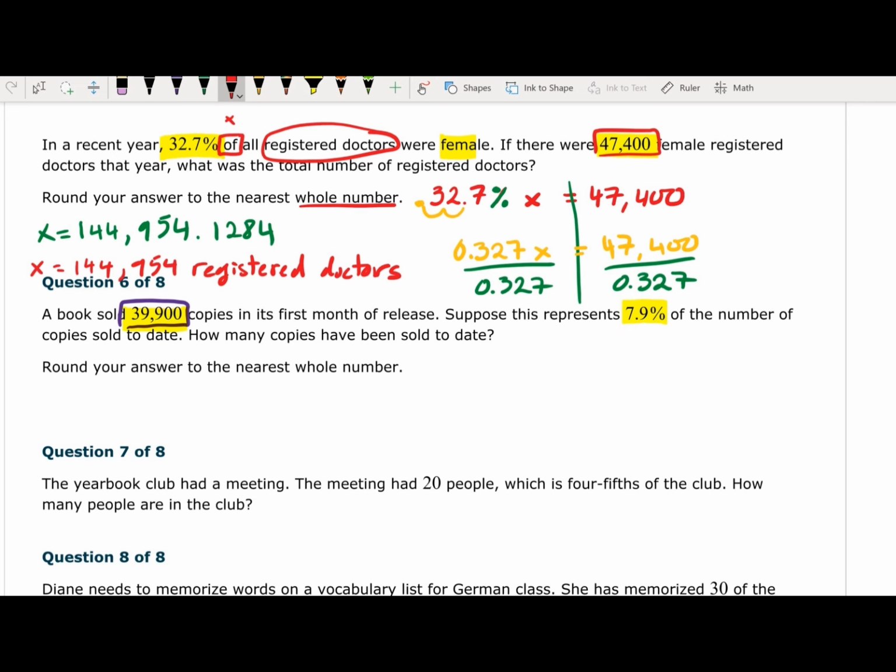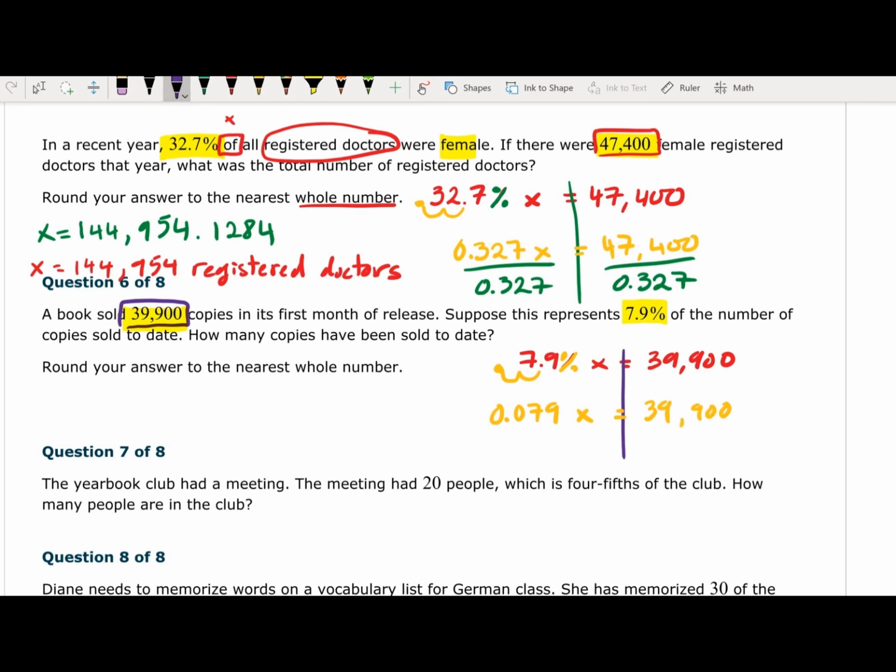Alright, so 7.9% of x, I'm sorry, I did this video in the morning, I guess I'm still sleepy, equal to 39,900. Right, so first we're going to draw the line. The percent, again, do not ignore the percent. You have to move the decimal point twice forward. So that will be 0.079x equal to 39,900.